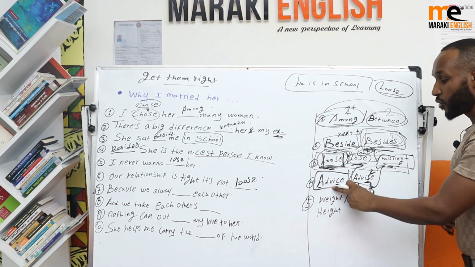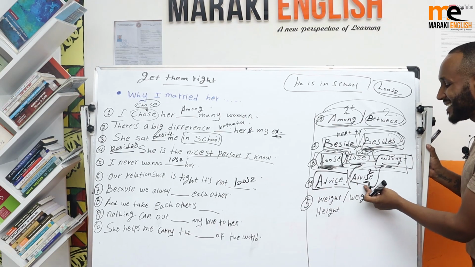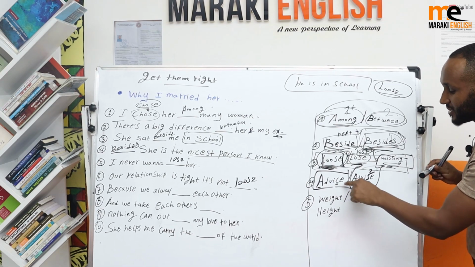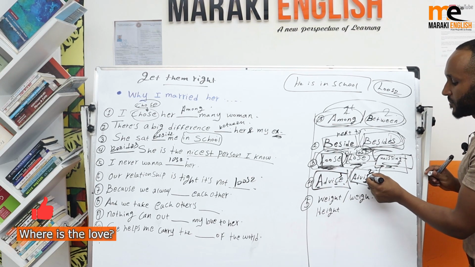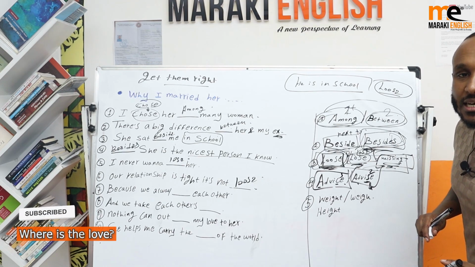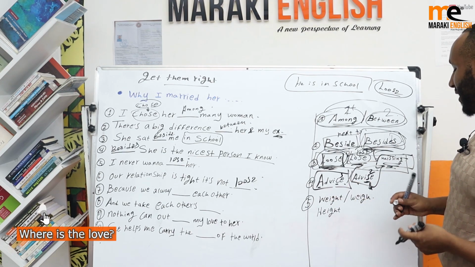So in the fourth place, we have advice and advise. The difference is just C and S. This is pronounced with an S: advice. This is pronounced with a Z: advise. Yeah, it might look simple, but you might get it wrong.